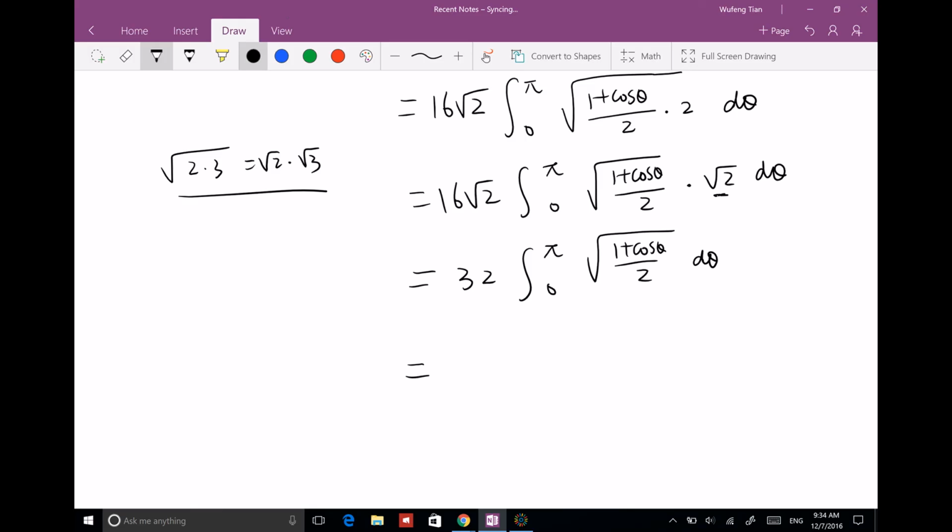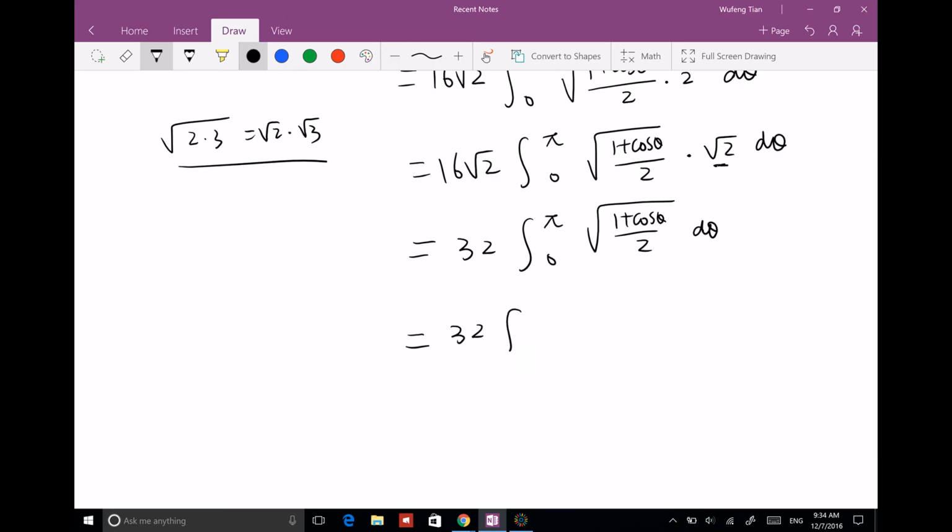Now, if I use the power reduce formula backwards, can anyone tell me what this will be? Sine squared of theta over 2. Is it sine or cosine? Cosine. Cosine, very good. Thank you, Eric. So it's cosine squared of theta over 2. So 32, from 0 to pi, the square root of cosine squared of theta over 2, d theta. That's a very smart move here.